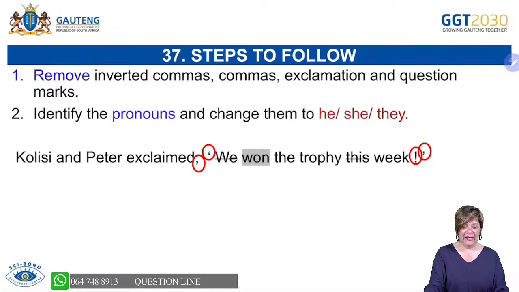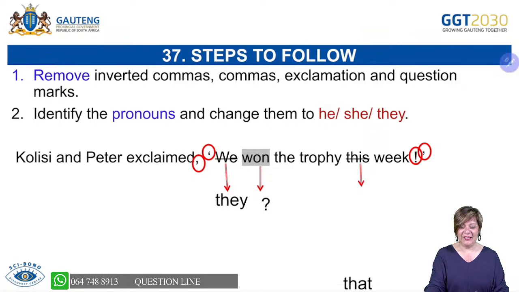Let me give you an example here. Remember, this was our original sentence. Can you see we've got a comma, inverted commas, and an exclamation mark that we need to change. And we'll have to do something about the verb, and we'll have to do something about this week. Let's see how we're going to change all these things. So the we is going to change to they.